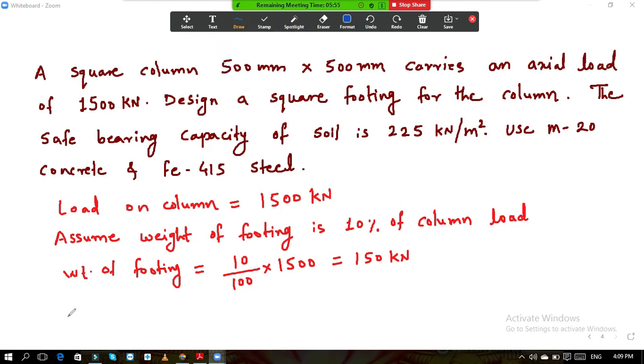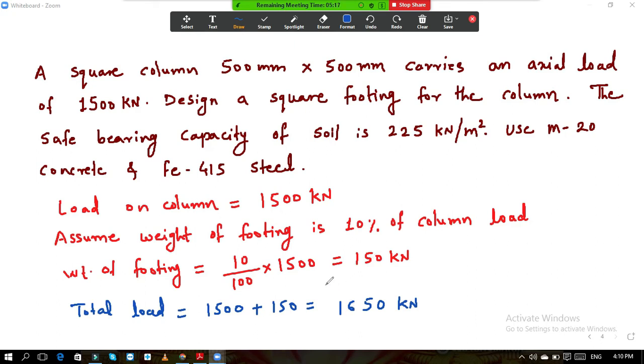Okay. So total load is equal to, what is the total load now? This is 1500 plus 150. So how much it is? 1650 kilonewton. Okay, so this is the total load. This is the combination of the load which is coming from the column plus 10% self weight of the footing that we have considered. So this is your total load.